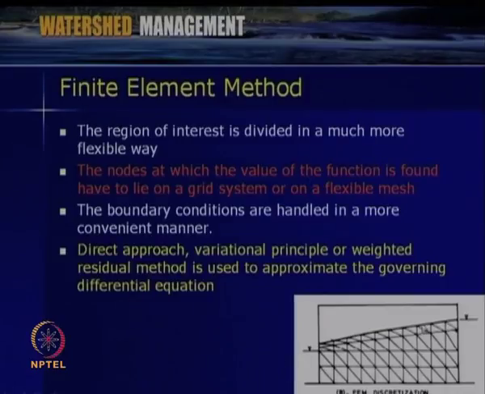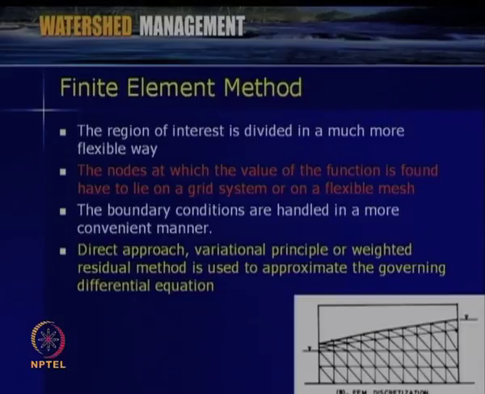Say for example, the same earthen dam which we have seen in the previous slide for the finite difference scheme. Here, instead of a rectangular or square grid, we can use triangle elements like this, so that we can represent the variation and the irregular boundary very easily. The nodes at which the values of the function are found may lie on a grid system or a flexible mesh. This junction is the so-called node and this is the so-called element. So, the boundary conditions are handled in a more convenient manner. That is the advantage of the finite element method.